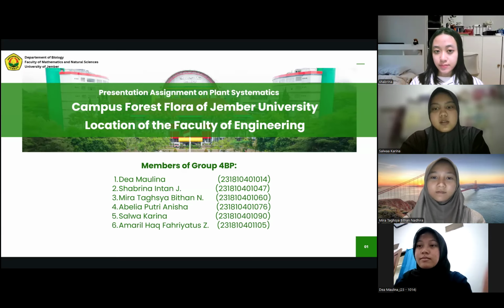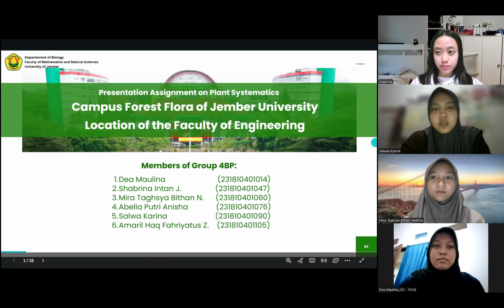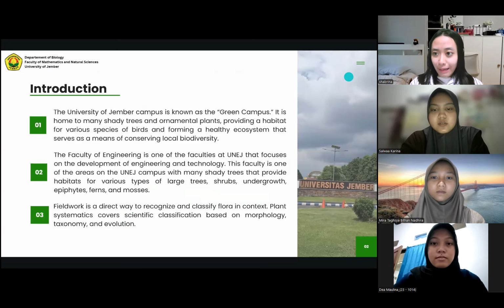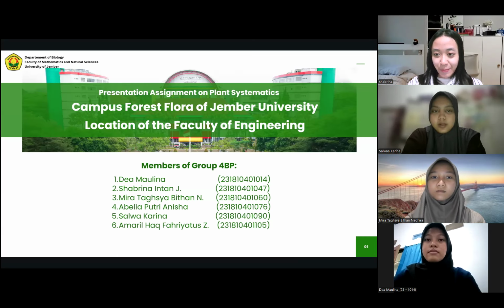We'll present the result of our report with the title Campus Forest Flora of Jember University, location of the Faculty of Engineering, with group members consisting of Dea, Sabrina, Taksha, Abelia, Salwa, and Amaril.